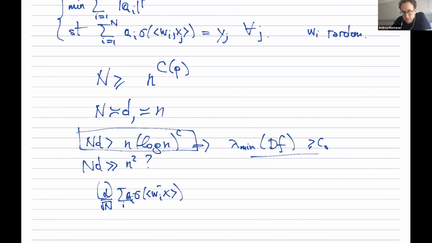Sorry, I received a message from my wife. So you said the xi are uniform on the sphere. The features, right? The weights, are they also on the sphere, or is that necessary for the analysis?